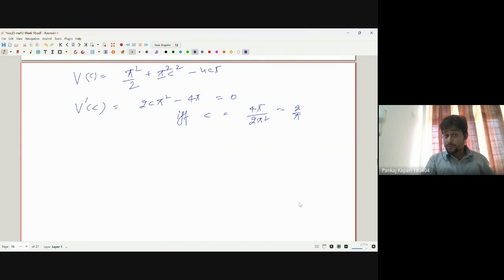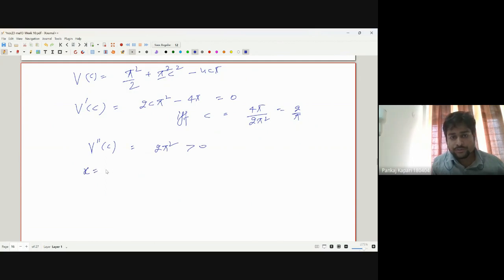Okay, so at this point c, which is 2 by pi, volume will either be maximum or minimum. Now we don't know if it will be maximum or minimum, so that we have to find, because 2 by pi is just a critical point. So let's use the second derivative test, because it's easy to find the second derivative. If you find the second derivative, then you have just 2 pi square, right? And this 2 pi square is always positive, because it's a constant function. That means this c equal to 2 over pi is a point of minima. So at this particular point, the minimum volume is achieved.